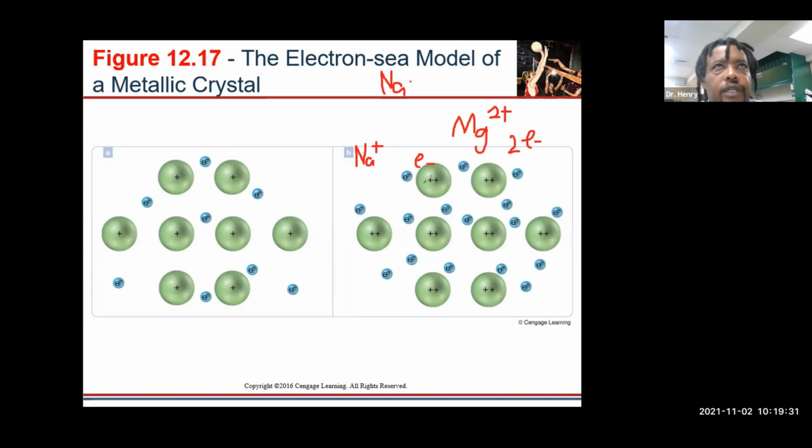Okay, so here's the magnesium ion, and that's the 2 plus. Do you see that?